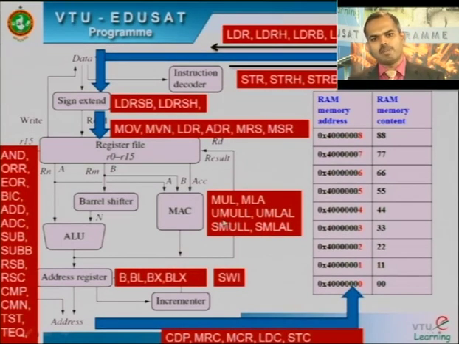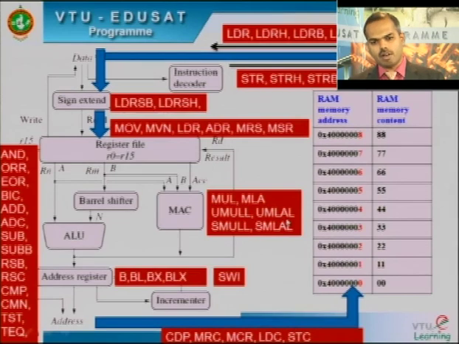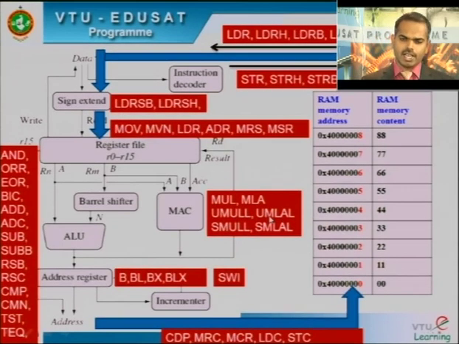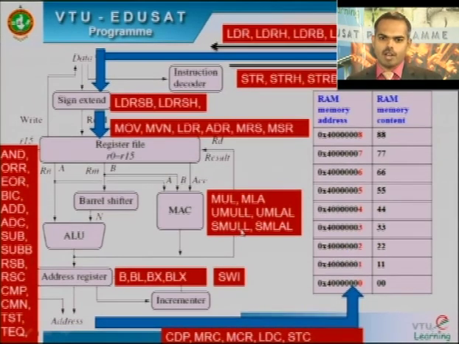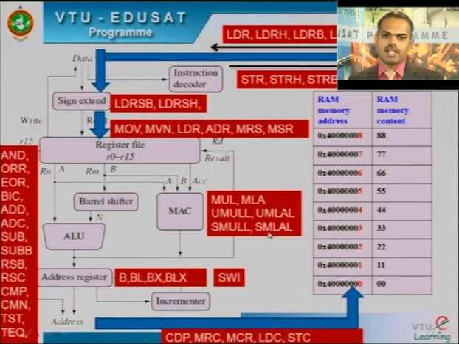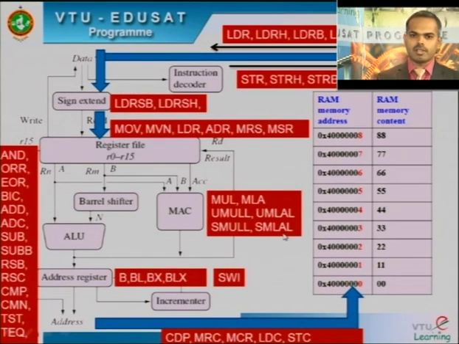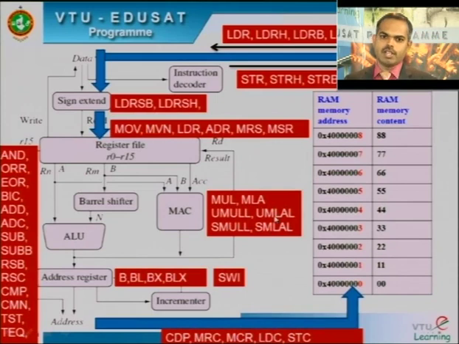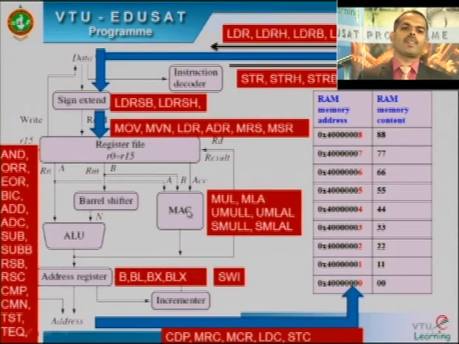In such a case, we use two instructions, UMULL, that is unsigned multiply long, and UMLAL, that is unsigned multiply and accumulate long. These two instructions are only for unsigned operations. If we want to do a signed operation, then there are two more instructions, SMULL, that is signed multiply long, and SMLAL, that is signed multiply and accumulate long. So the last two instructions are for signed operation. The remaining four instructions are for unsigned operation, and they execute on the MAC unit of the processor core.